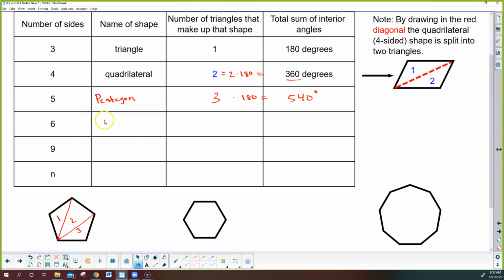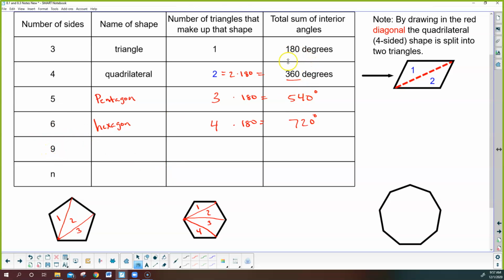All right, now what about a six-sided shape? Well, a six-sided shape is a hexagon, and it doesn't matter which point I pick, but if I draw the diagonals and connect each non-connected vertex to the original one, I can see I've got 1, 2, 3, 4 triangles. Well, if there's 4 triangles and each one has 180 degrees, 4 times 180 is 720. Right? Now notice, we jumped here.